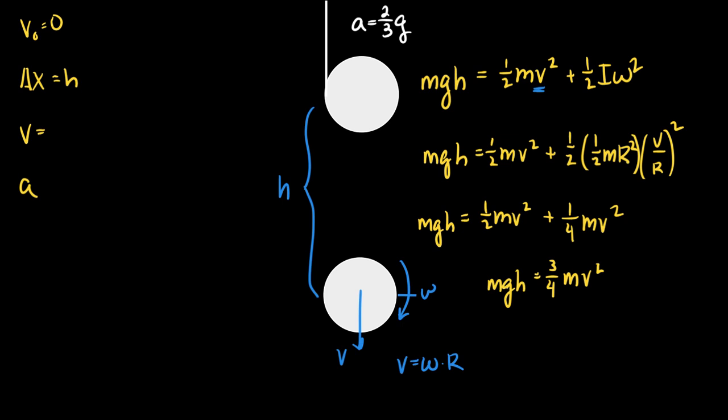First, I'm noticing something good. The m's cancel. I got rid of one of the variables, and that's great. And so I can write v squared as 4/3 gh. I'm getting close. If I have h in my answer, that's not going to be great. But I could take the square root, and now I have the velocity. This is the final velocity after it's fallen a distance h.